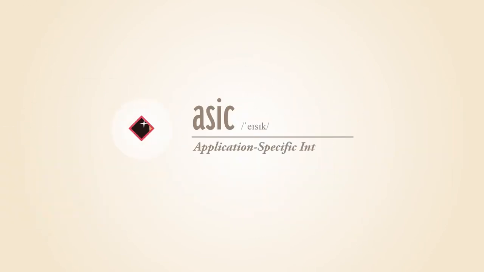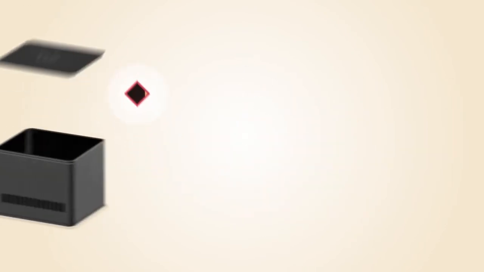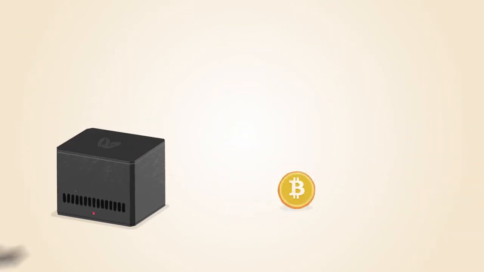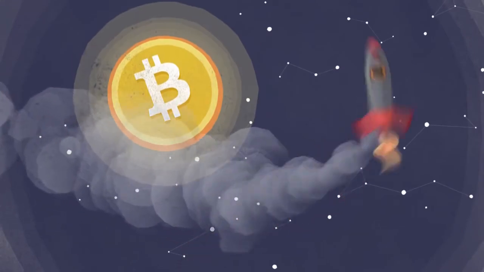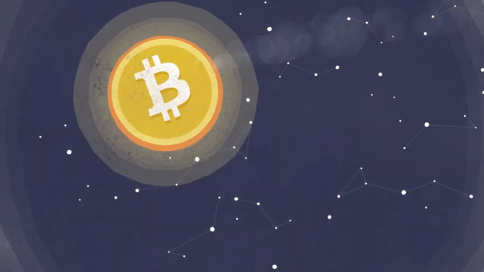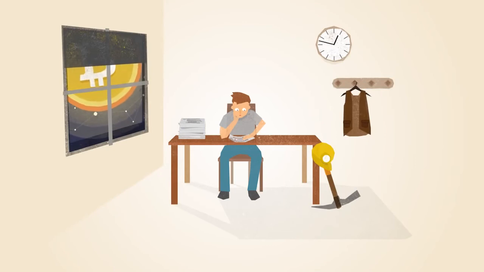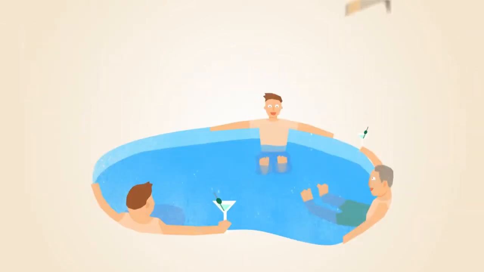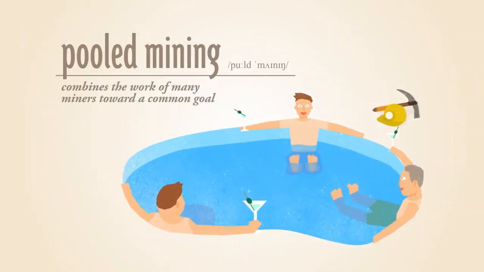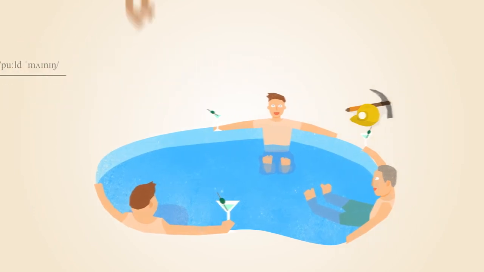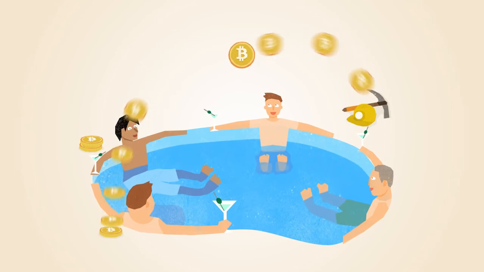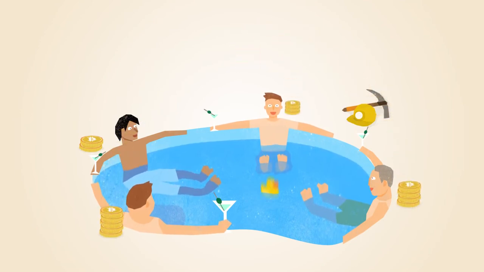ASIC, or application-specific integrated circuit chips, are designed specifically for Bitcoin mining. ASIC technology has made Bitcoin mining even faster while using less power. As the popularity of Bitcoin increases, more miners join the network, making it more difficult for individuals to solve the math problems. To overcome this, miners have developed a way to work together in pools. Pools of miners find solutions faster than their individual members, and each miner is rewarded proportionate to the amount of work he or she provides.